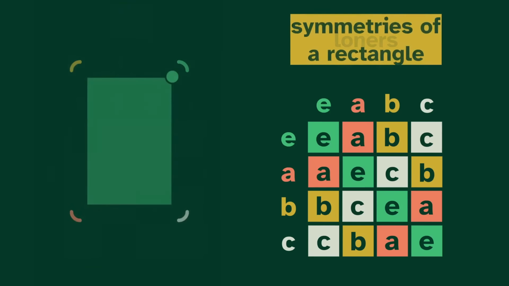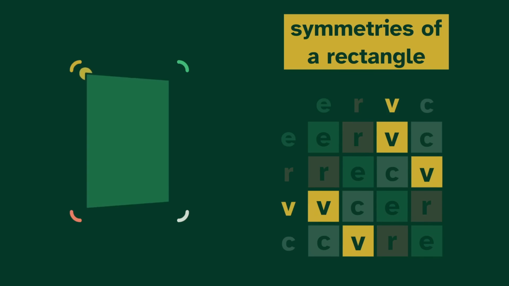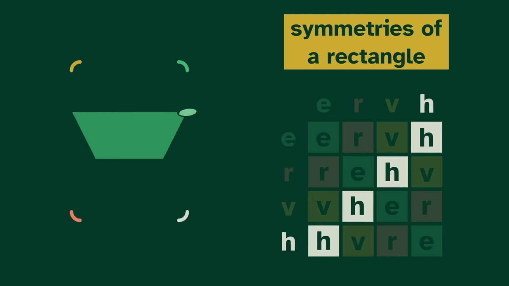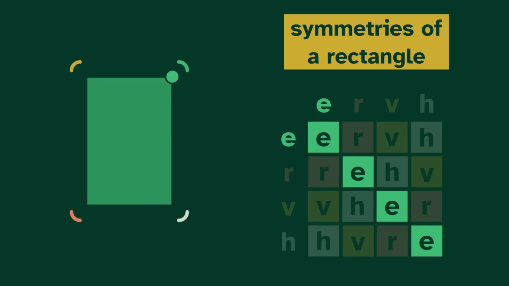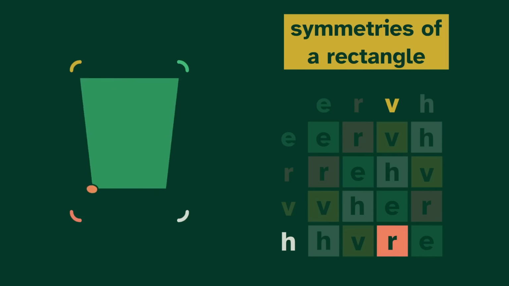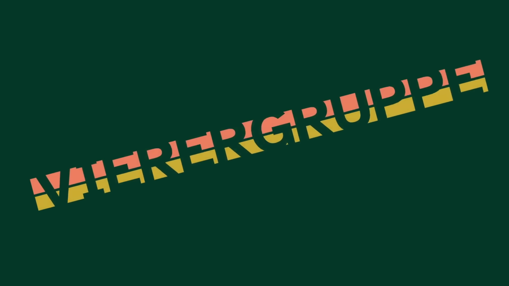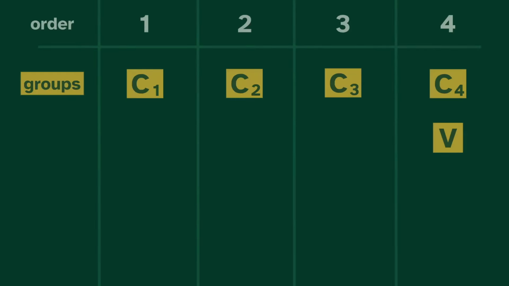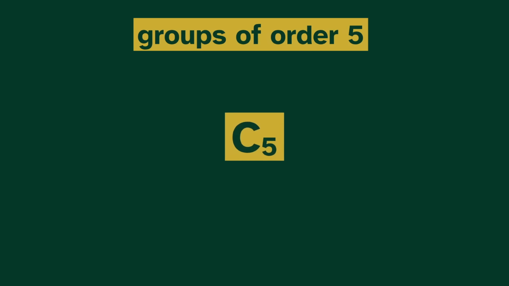This group is the symmetries of a rectangle. We can rotate, flip vertically, or flip horizontally. And then, of course, Einheit is just no movement. Any move cancels itself out, and they interact. A vertical flip, then a horizontal flip, equals a rotation. So what's this group called? R for rectangle? It's called V. V? Viergruppe! So here's a summary of the groups so far. Now let's look at the groups of order 5. We have C5.